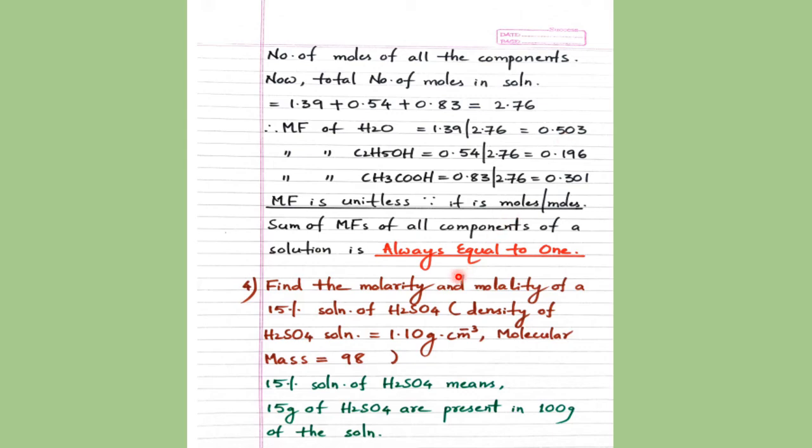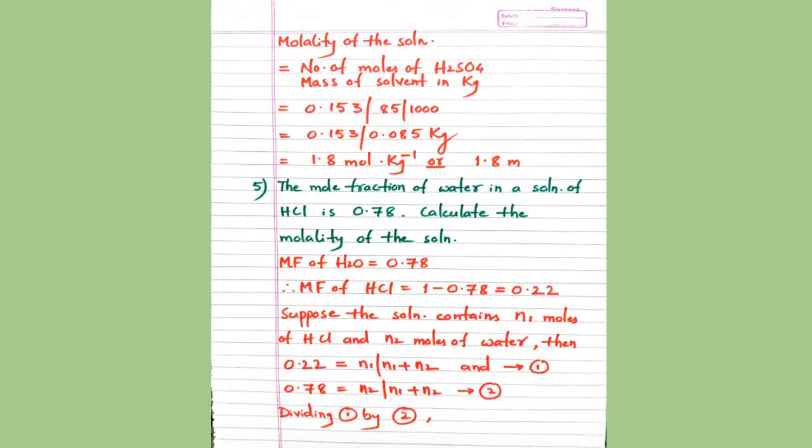Now we'll go to the fourth example. Find the molality of a 15% solution of sulfuric acid whose density is 1.10 gram per cubic centimeter, and its molecular mass is given as 98. A 15% solution of H2SO4 means 15 gram of acid present in 100 gram of its solution.